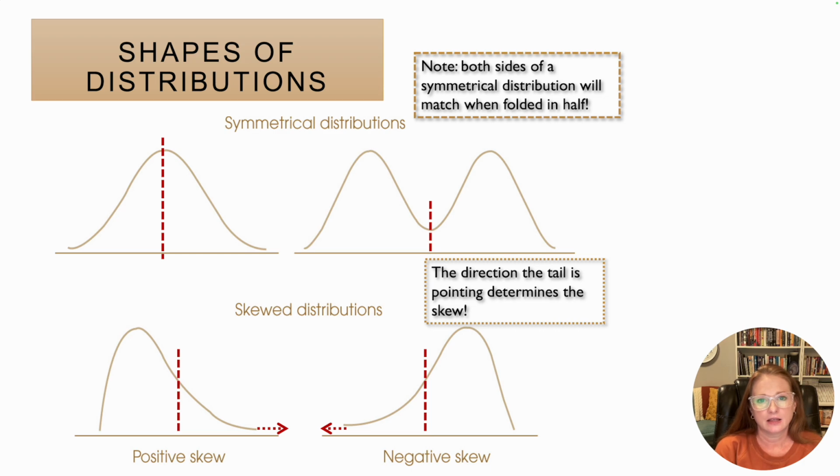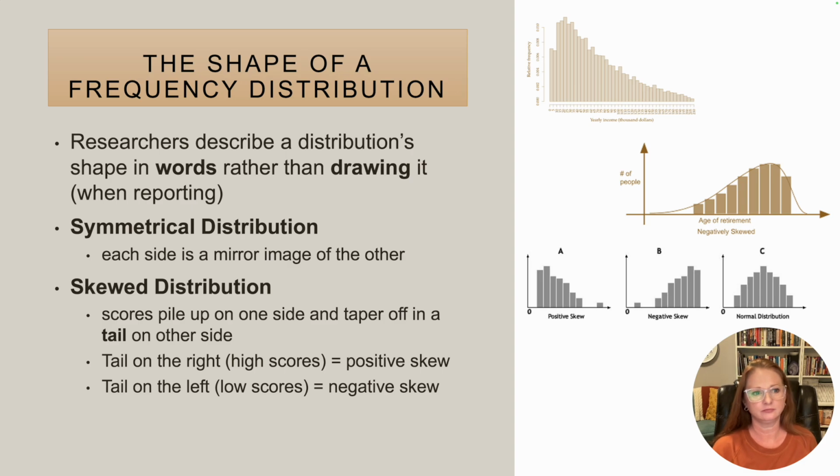So again, think like an elephant is sitting on your number line there. Which way is the elephant facing? Which way is the little tail wagging? If it's wagging towards the positive end of the number line, it's positively skewed. If the elephant is sitting on the number line and his little tail is wagging towards the negative end of the number line, it's negatively skewed. Positive does not mean good. Negative does not mean bad. So researchers describe a distribution using words versus just drawing it when we report it, because vocally we can report it and everybody knows what we're talking about.